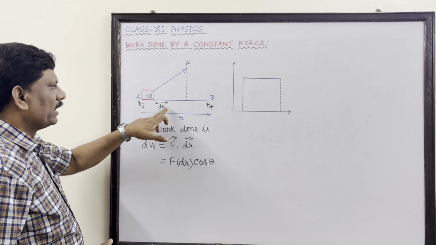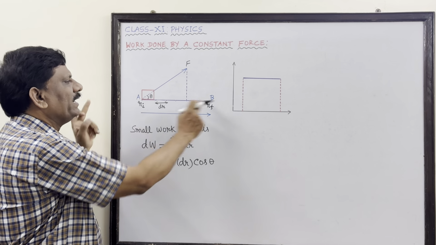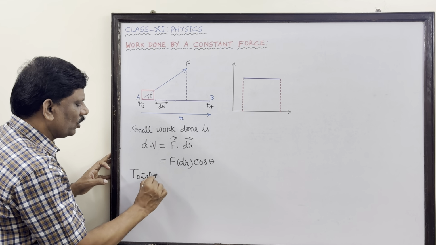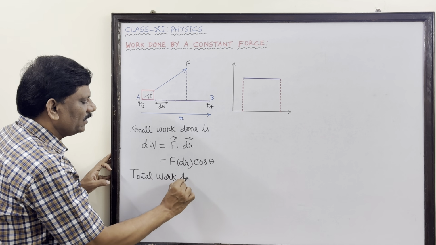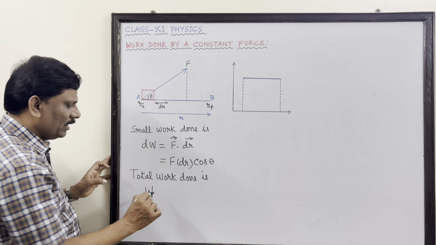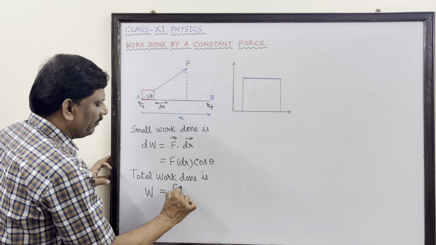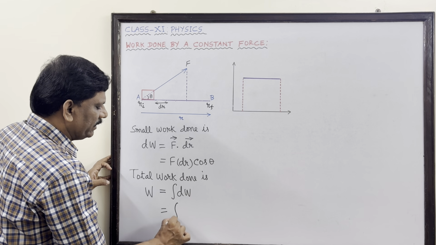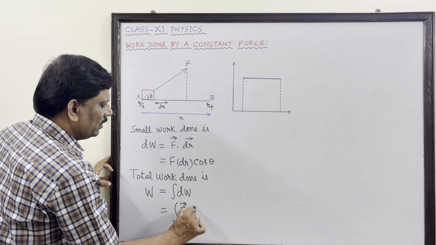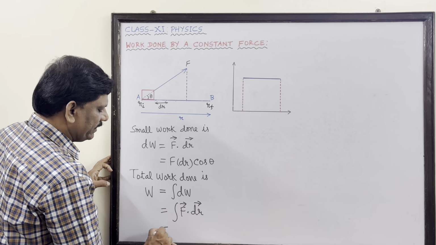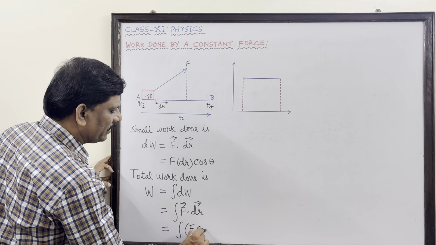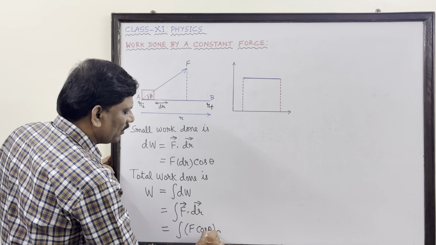Now, this work is actually done between the initial point A and the final point B. Therefore, total work done. So, what is the total work done? In this case, the total work done is given by capital W and that is equal to what? Integral of dW. This is equal to integral of F dot dr, or this is also equal to integral of F cos theta into dr.